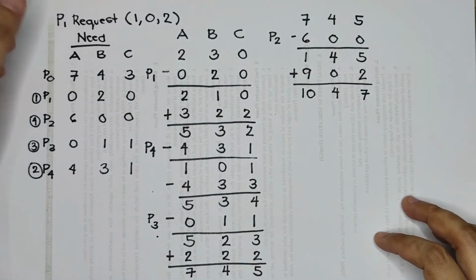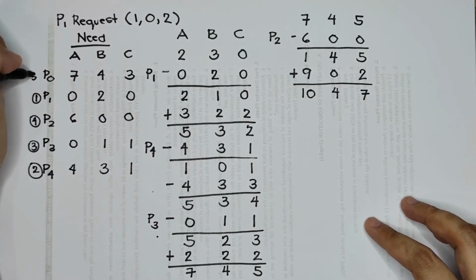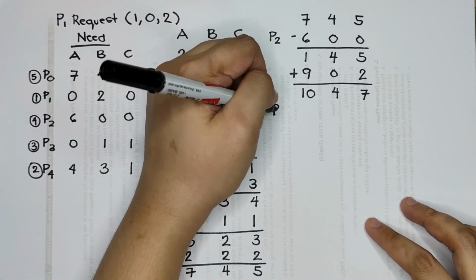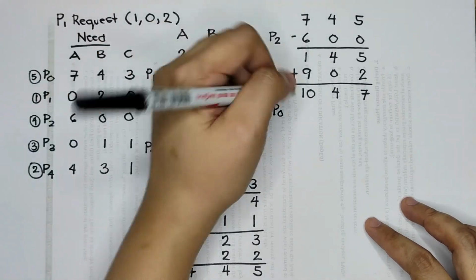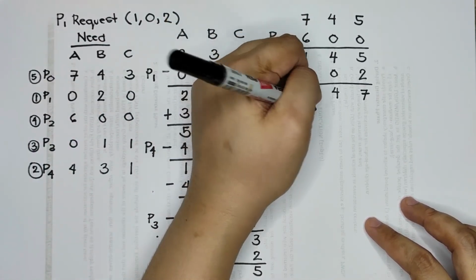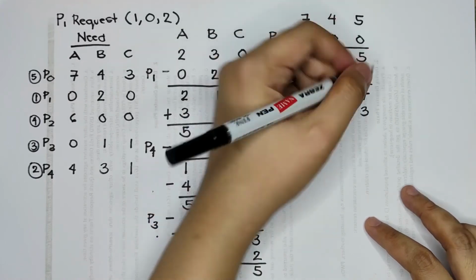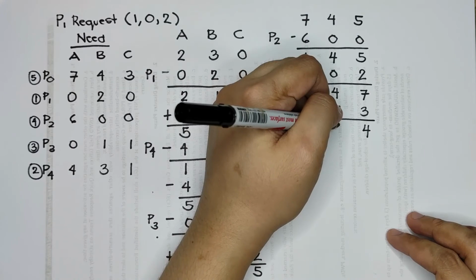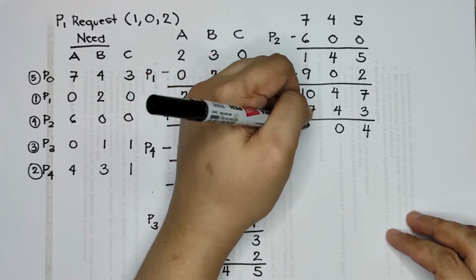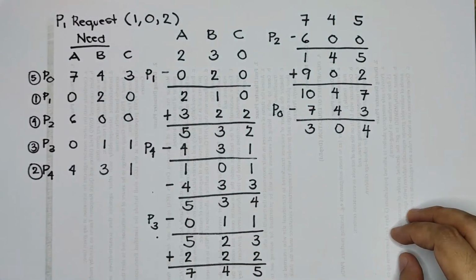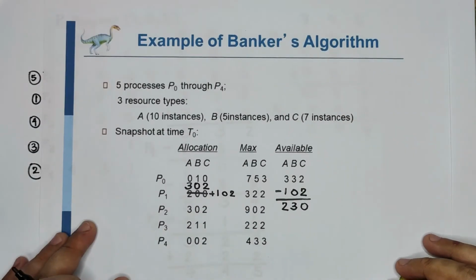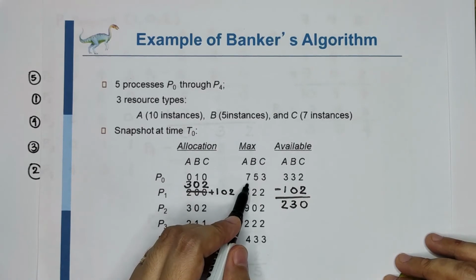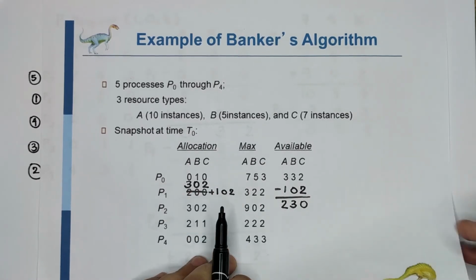And of course, last but not the least is our last process. So P sub 0, subtract the need. So we have 7, 4, 3. So 7 minus 3 is equal to 4. 4 minus 4 is equal to 0. 10 minus 7 is equal to 3. So 4, 0, 3. And after finishing its execution, let's return its maximum resource value, which is 7, 5, 3.